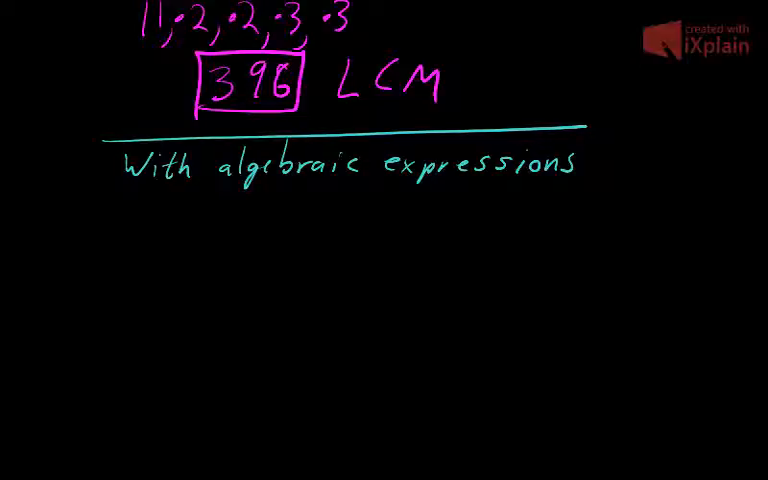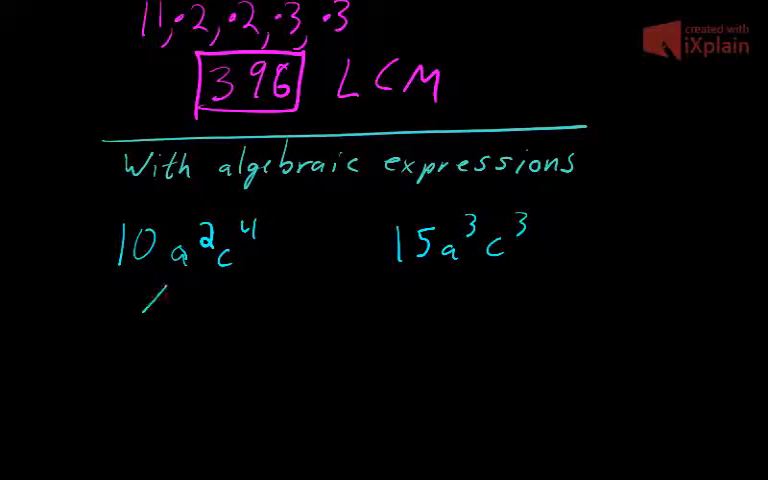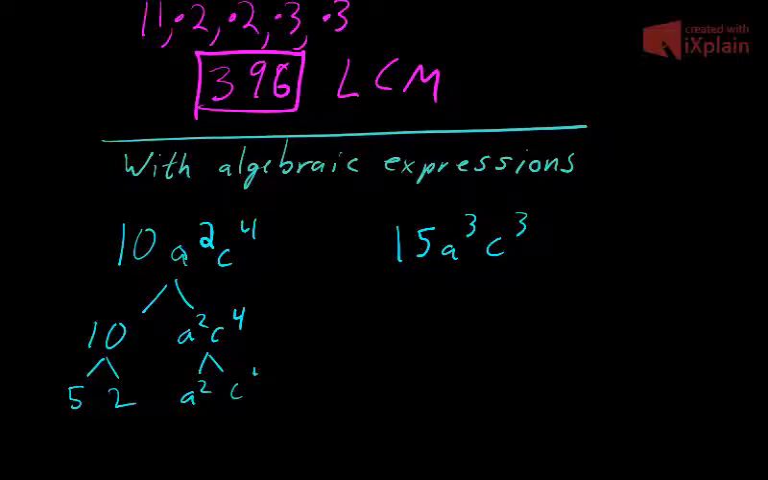What I want us to find the least common multiple of is going to be 10 a squared c to the fourth. Sorry, the problem I have written down here is 10a squared c to the fourth. And the other one I would like to find is 15 a cubed c cubed. So I'm going to start by saying this is equal to 10 times a squared c to the fourth. 10 becomes 5 and 2. This becomes a squared times c to the fourth. A squared is a times a.